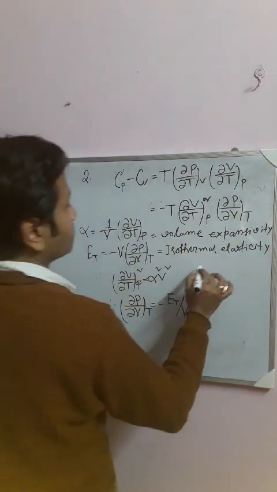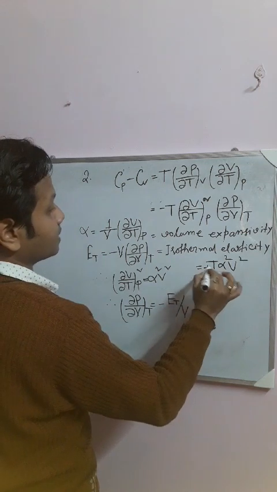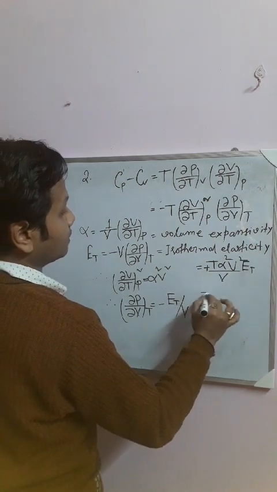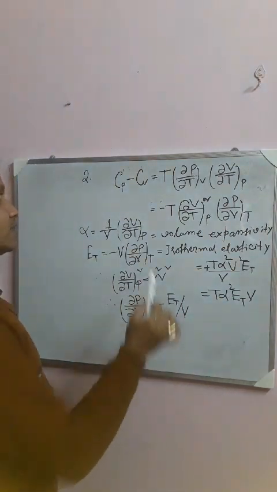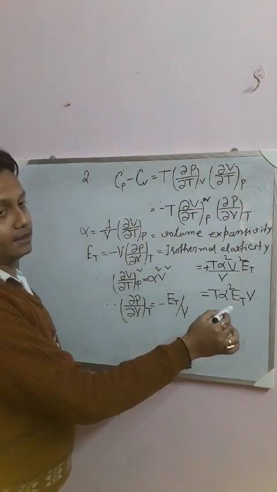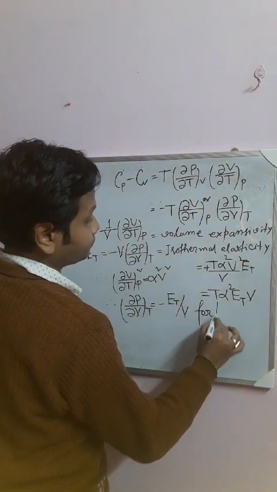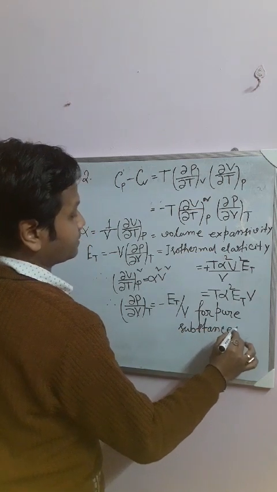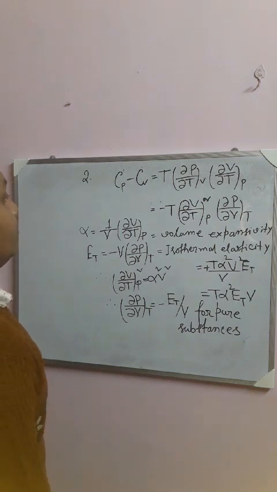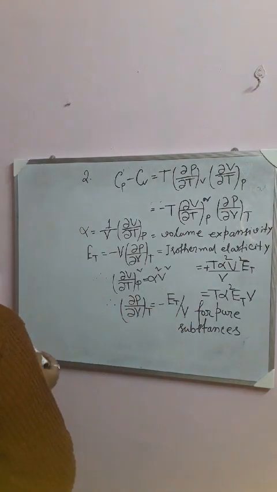If we substitute these values here, we get minus T into alpha square V square, and this is minus ET by V, that means plus ET by V. So T alpha square ET V. You can easily see that Cp minus Cv can be written in this way: T alpha square ET V, for pure substances. So this is the second.